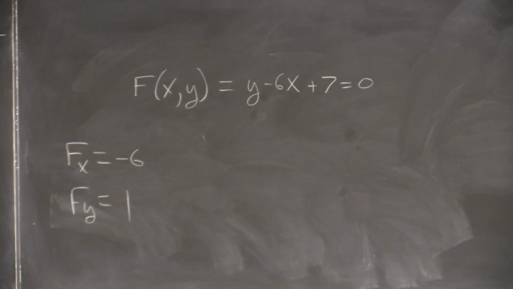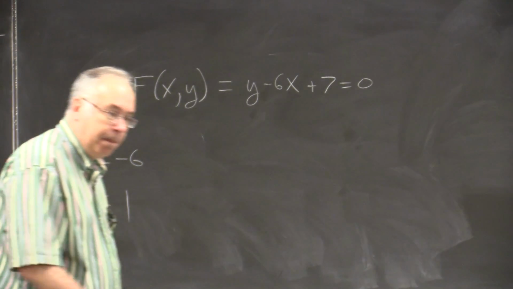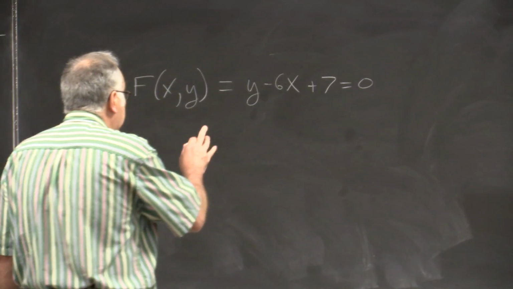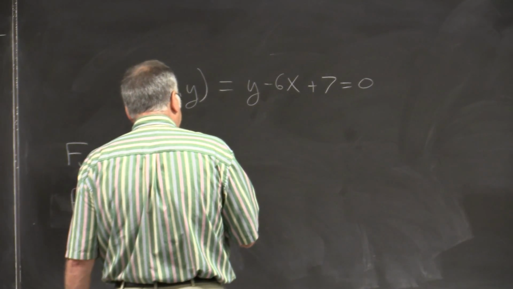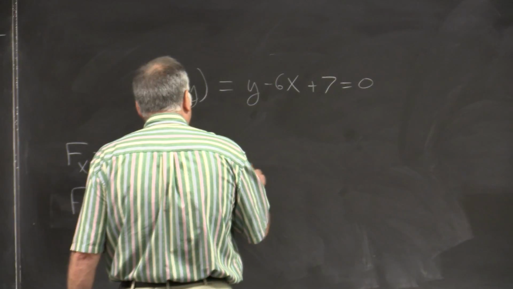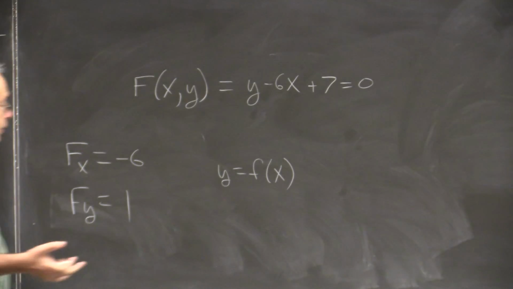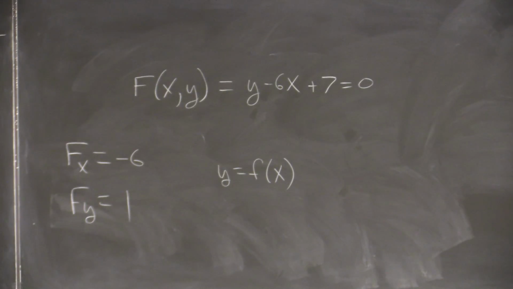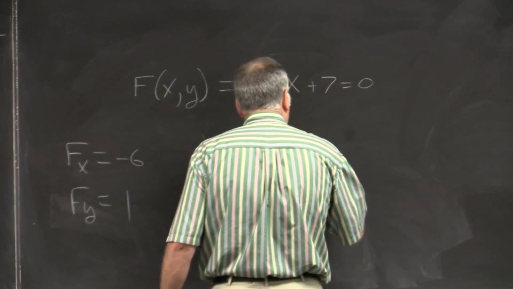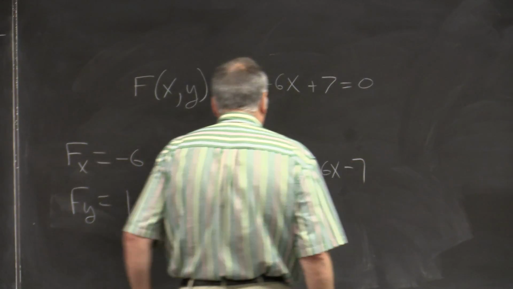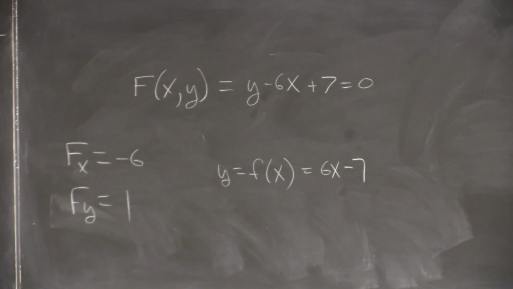In fact, in this case right here, if you just transfer this over, what's another way of writing this equation? We know by the implicit function theorem that y is a function of x. And in fact, you can see what that function is. What is that function? 6x minus 7. So it's a simple linear function.